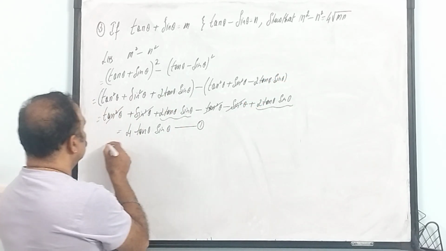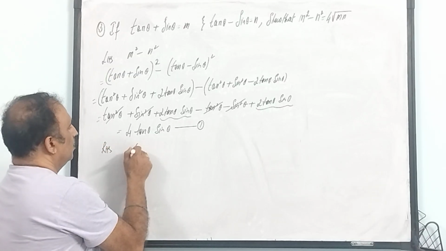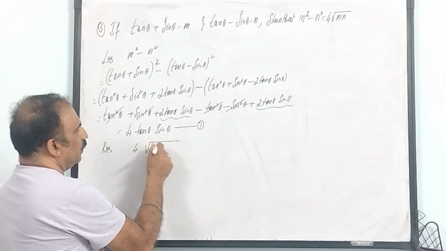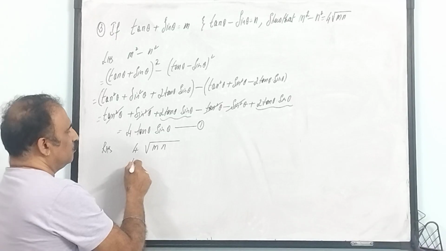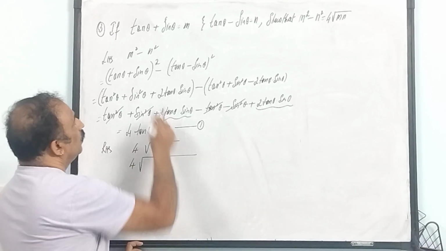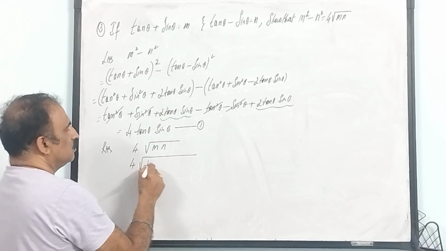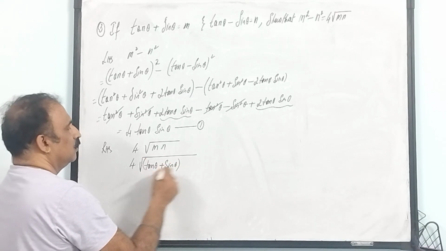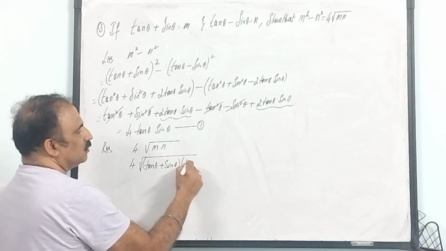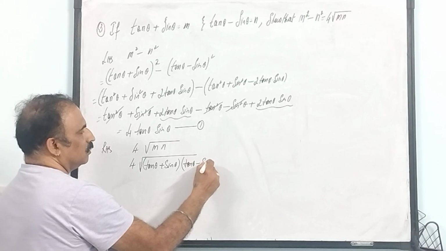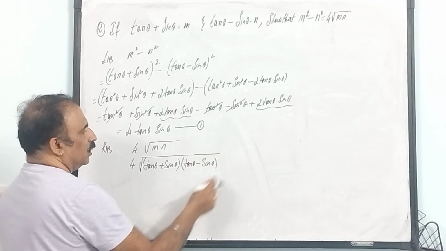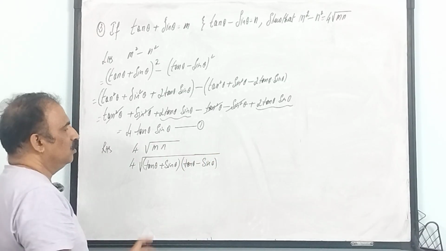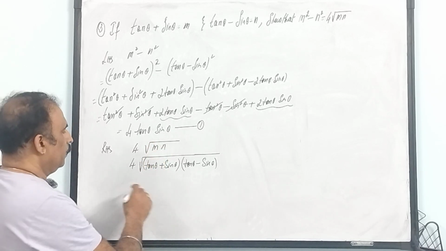I will take up RHS, 4 root of m into n. So I keep this 4 as it is, root of m value. M value is tan theta plus sine theta, into n value, tan theta minus sine theta. Remember, you have to bring it to the same value. You have to eliminate the root also.